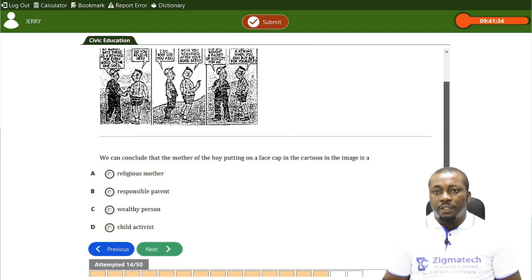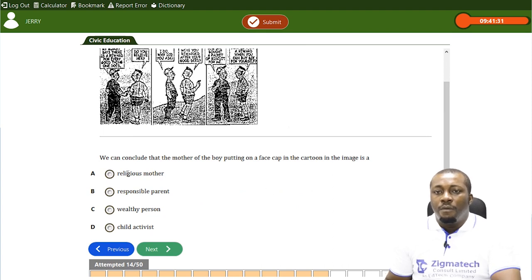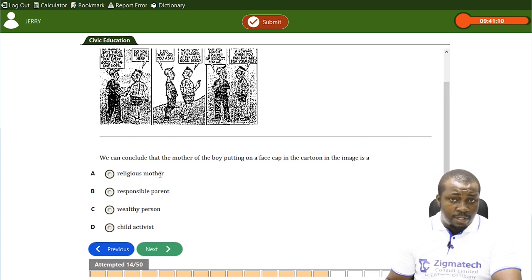Now, the question says, we can conclude that the mother of the boy putting on a cap, the one that says that my mom says that there is a reward for every good thing one does, is: A, a religious mother, B, a responsible parent, C, a wealthy person, D, a child activist. The answer is a responsible parent.